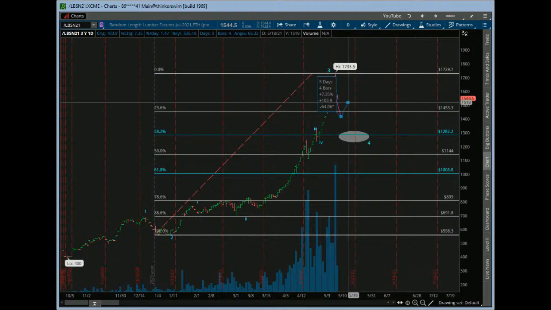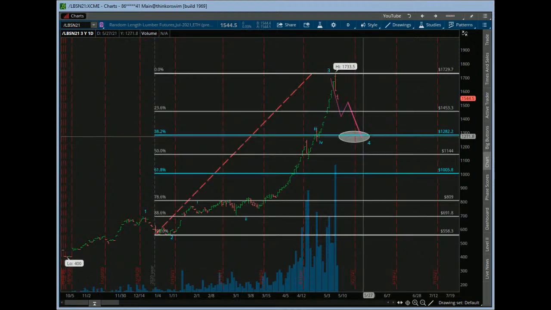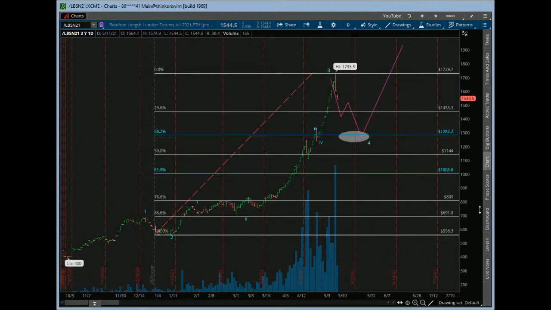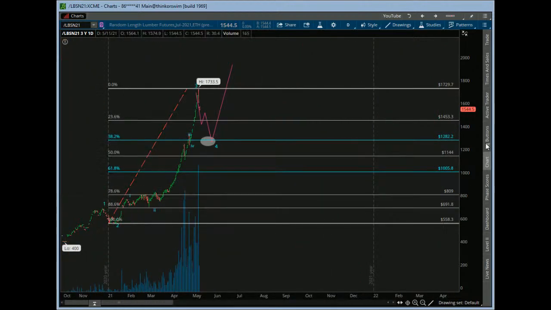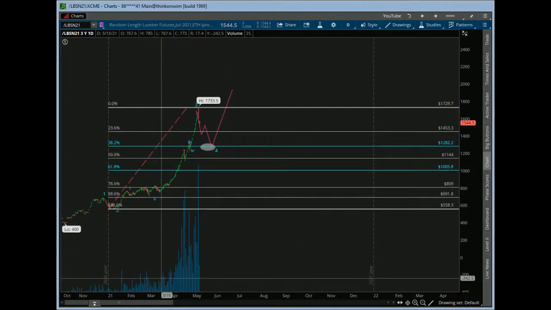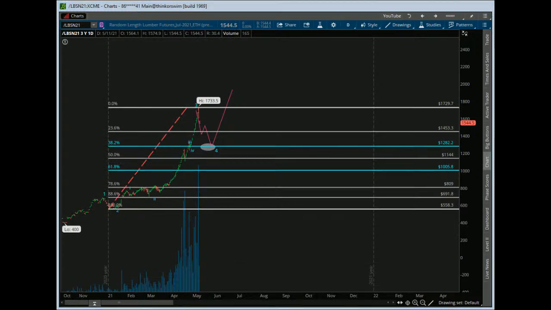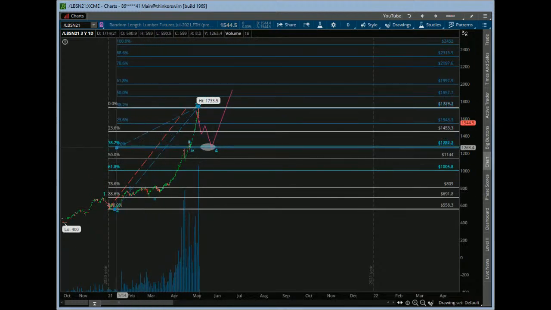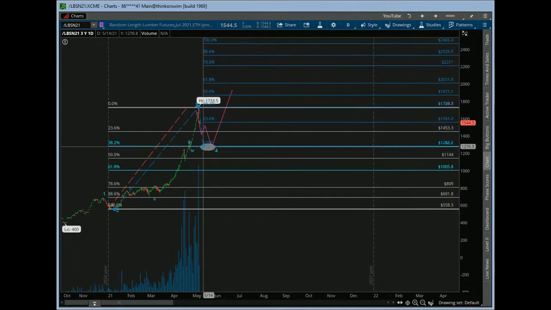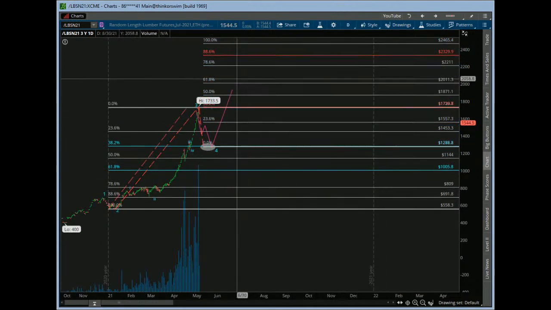So look for some sort of ABC type pullback right here, an A, B, C type thing, and then we'll look for wave 5 up. So off of the 382, in that case, what we'd look for here is a 618 extension. Let's see, based on this wave count, how far lumber might actually go. So let's get an extension tool on here. We'll go from the bottom of wave 2, to the top of wave 3, to where we're projecting the wave 4 bottom here at the 382. And then we'll look at that right there, right at the 618.